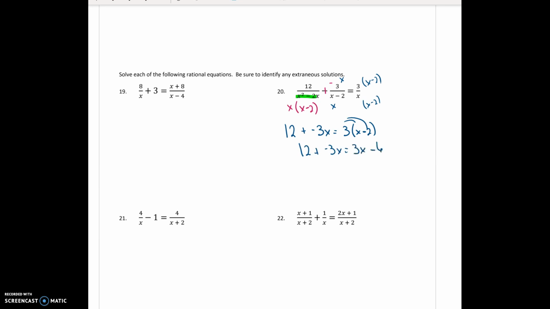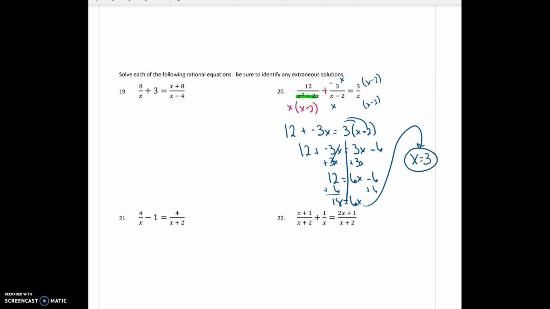And now these are the same type of x, so I just need to get the x's on one side. So I'm going to move this negative 3x to join the positive 3x. So I'm going to add 3x, add 3x. This side is now 12 equals 6x minus 6. Now I'm going to add 6, and then I have 18 equals 6x. And when I'm done, I get my answer of 3.